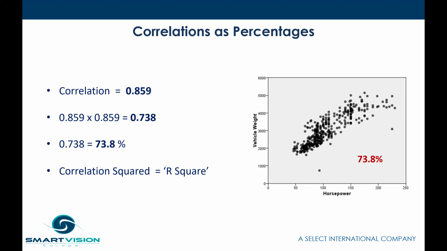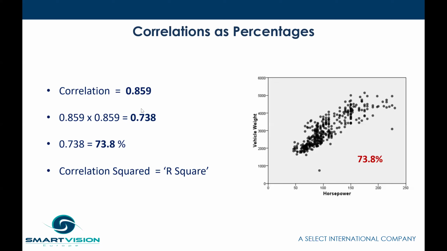It basically means that, in this case, 73% of the variation in vehicle weight can be predicted from horsepower, and 73.8% of the variation in horsepower can be predicted from the vehicle weight. In other words, the variations in both variables overlap, like a Venn diagram that is 73% overlapping.